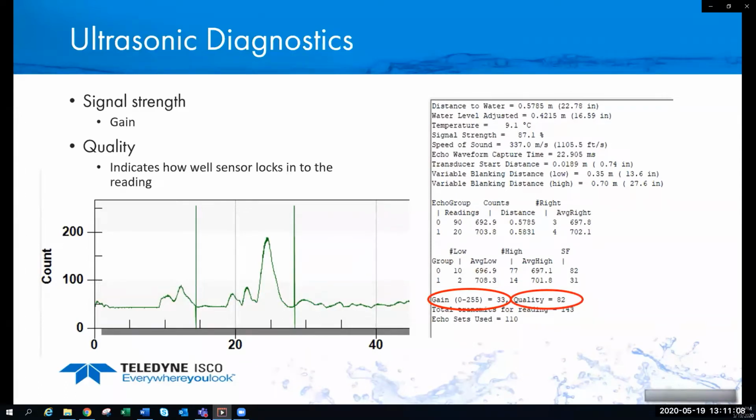However, around the 20-inch mark, we're seeing a couple of little bumps in front of there. And so that's what reduced that quality, because it was picking up a little bit of noise when it took this diagnostic reading. But overall, it's looking really good because the gain is low. It doesn't have to try very hard to get a good signal. And then we have a quality of 82%.